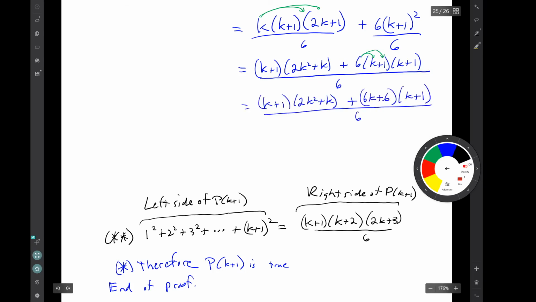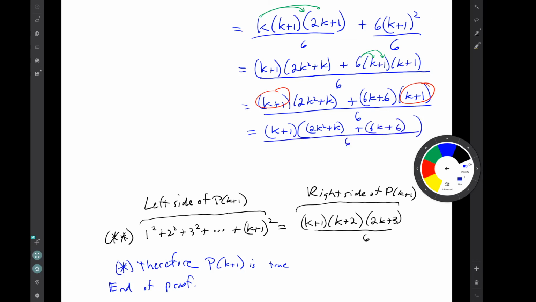So look, I've got a k+1 there and also there. I want to have a k+1 as a factor, so I'm going to factor that out. What does it leave behind? It leaves behind 2k squared plus k plus 6k plus 6. All that's over 6. But that can be simplified further. I'm going to move this stuff down out of the way.